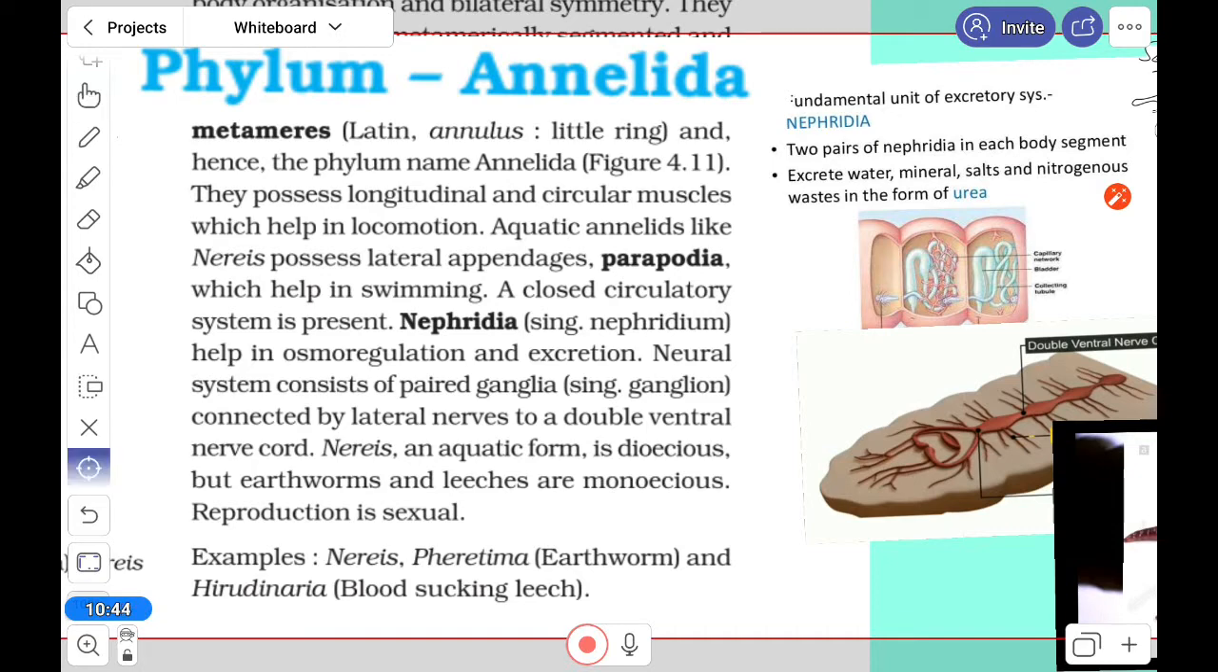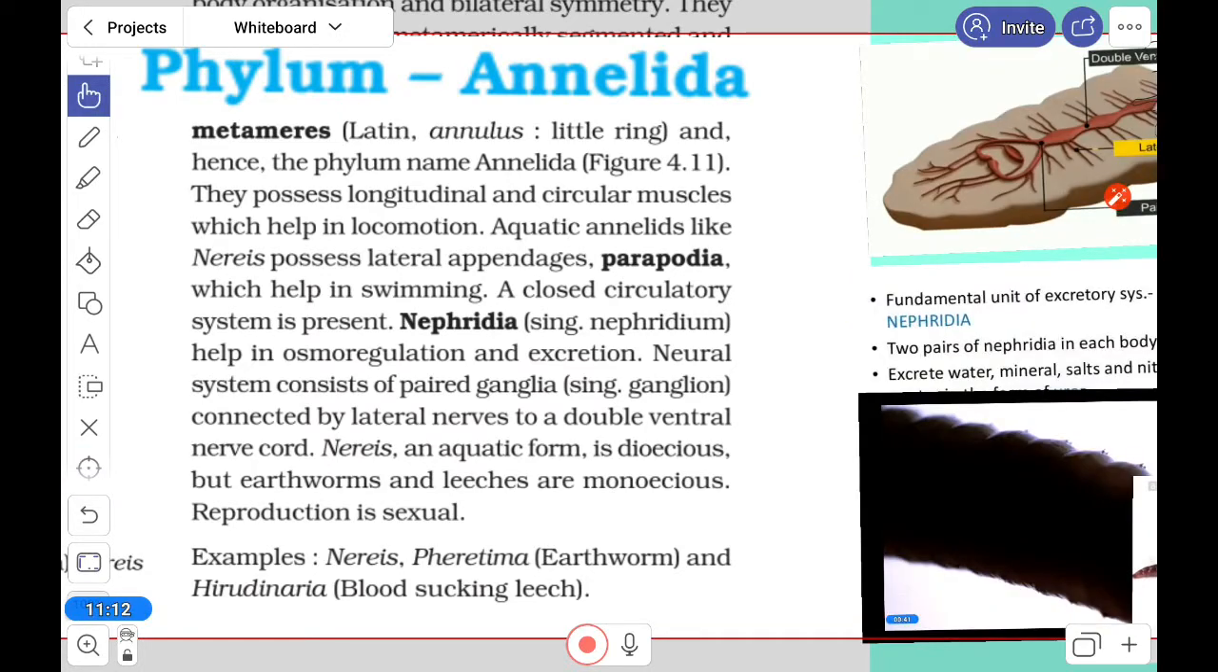Nereis, an aquatic form, is dioecious, meaning sexes are separate, but earthworm and leech are monoecious. They are hermaphrodite, having both male and female structures in their body. Reproduction is sexual. Examples are Nereis, Pheretima posthuma, that is the earthworm, and Hirudinaria granulosa, that is the blood-sucking leech. So these are the examples.